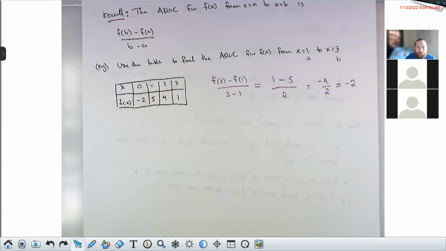There is a connection between average rate of change and increasing, decreasing. If your average rate of change is negative from A to B, that means overall your function was decreasing from A to B. Does not mean your function was always decreasing from A to B. Just means that overall you went down more than you went up. Conversely, if your average rate of change is positive, that means that you went up more than you went down. It doesn't mean that you only went up. So a little note on average rate of change.